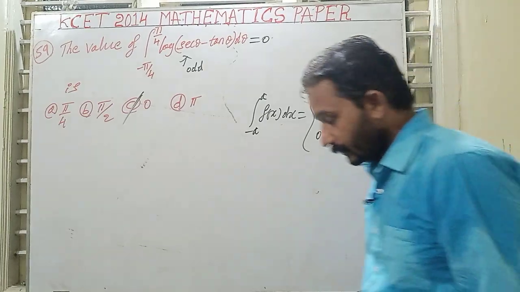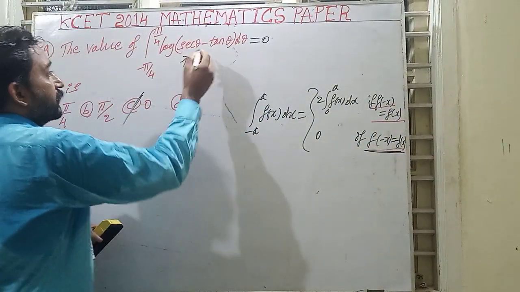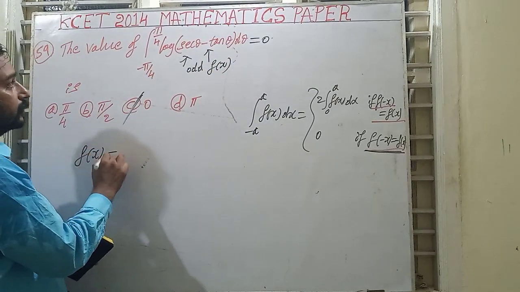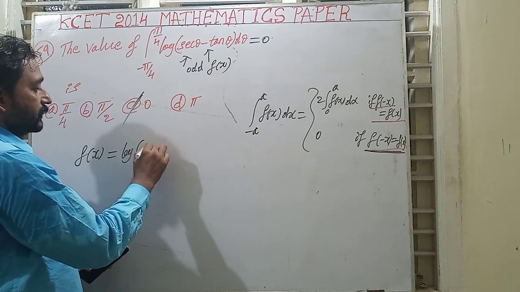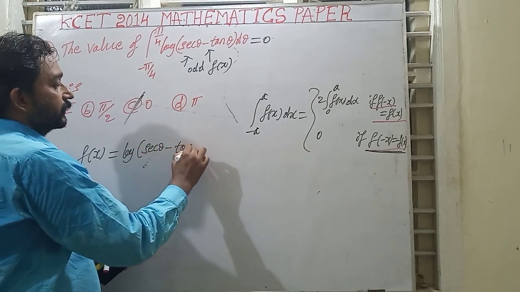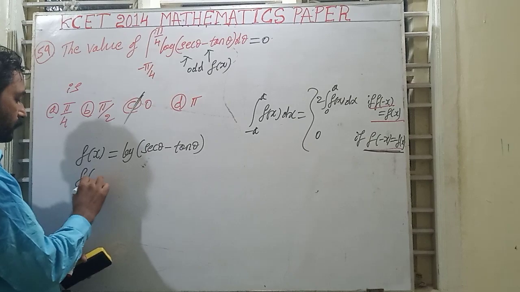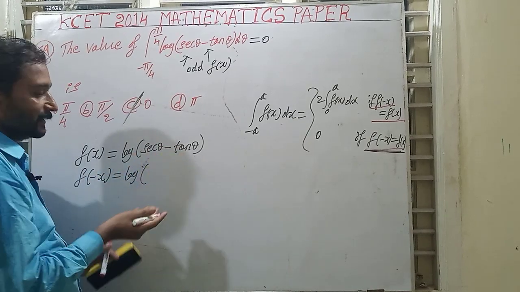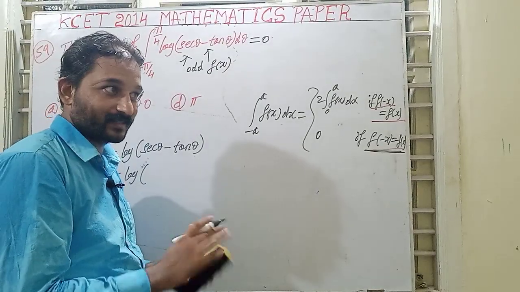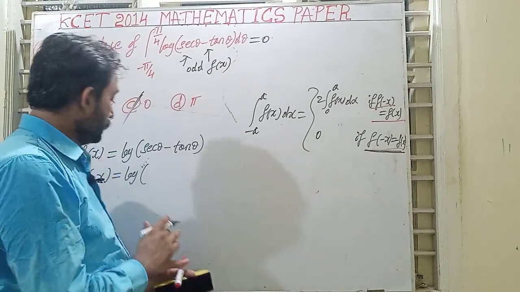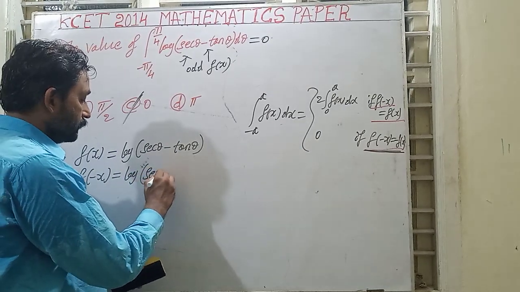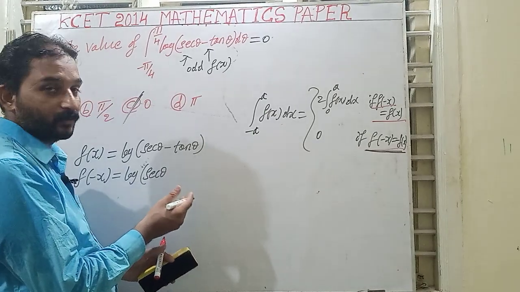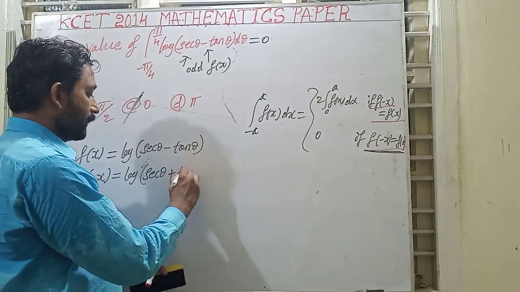Okay, check it. F of x is what here in this case? So f of x is equal to log of secant theta minus tan theta. Now f of minus x is log of secant of minus theta, which is secant theta, because cos of minus theta is cos theta and secant of minus theta is secant theta. Secant theta, tan of minus theta, minus take outside, because tan of minus theta is equal to minus tan theta, minus into minus plus tan theta.